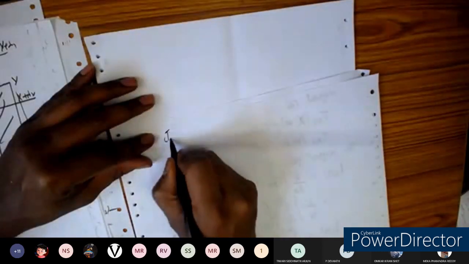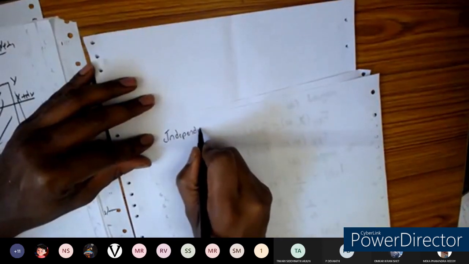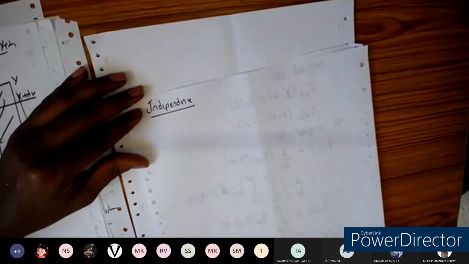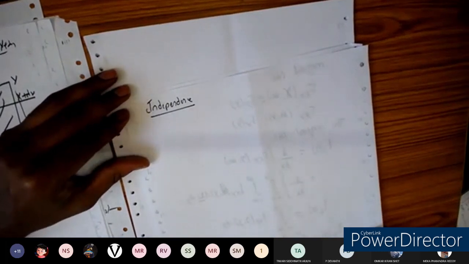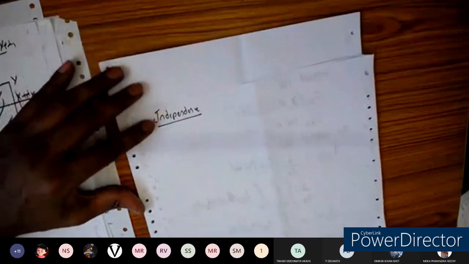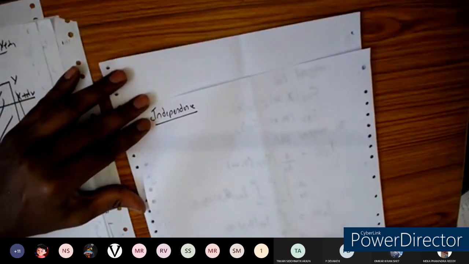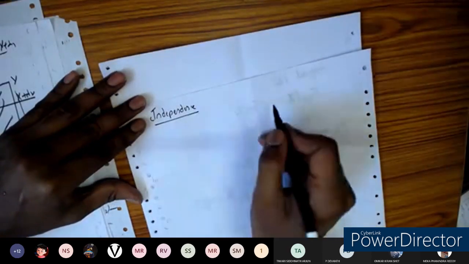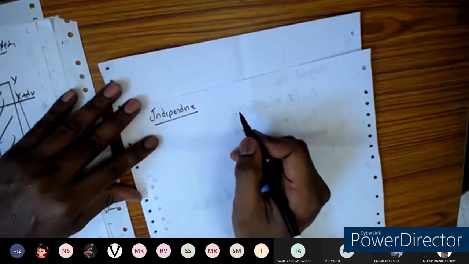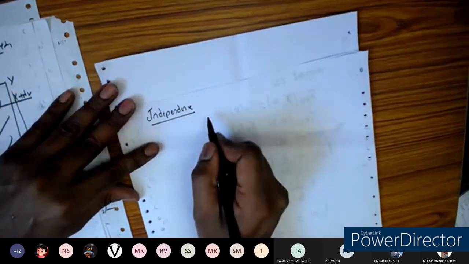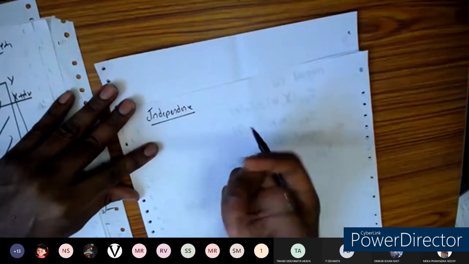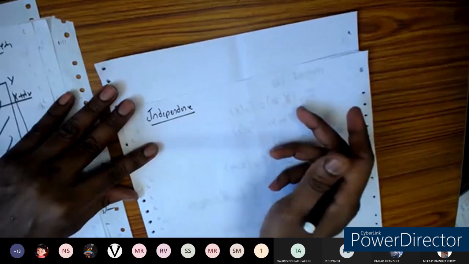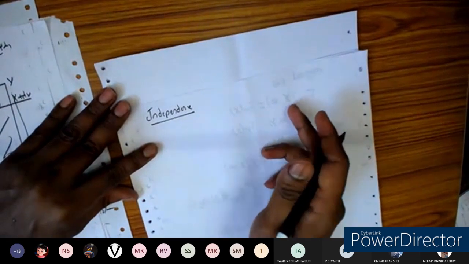Independent events we can take here. In the beginning we have seen the definition of independent events. You know that two events are said to be independent if the occurrence of one event does not depend on the occurrence of the other event. You are going to call that a statistically independent event. We defined this in the beginning of module 1.